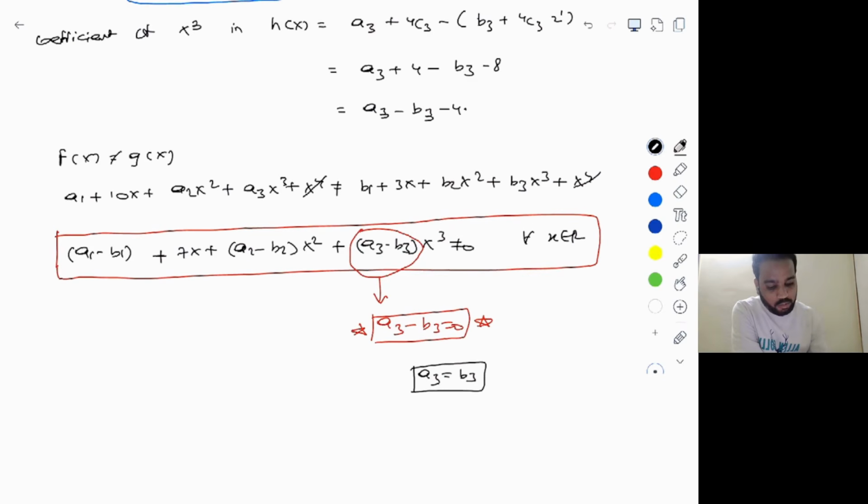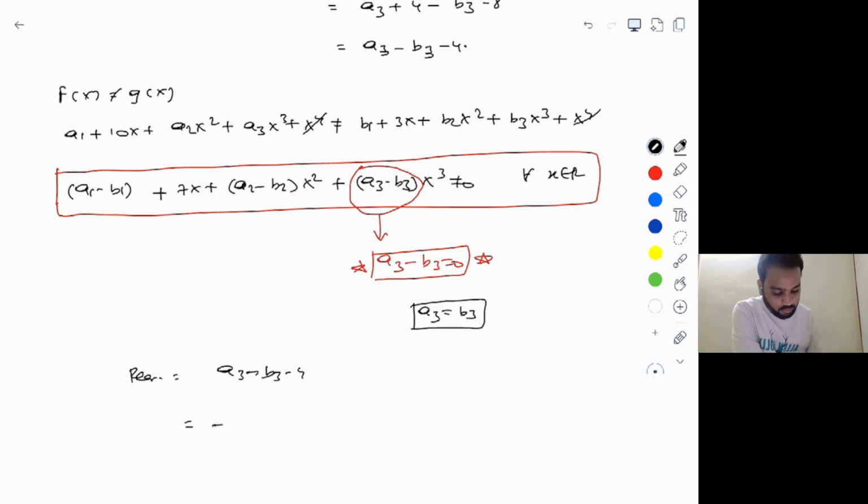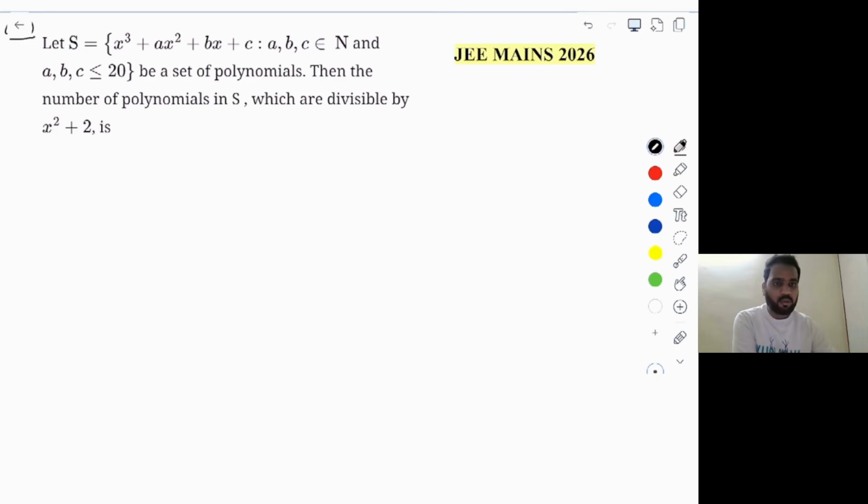So coming back to the coefficient of x cube, our required value, what's the coefficient of x cube that we have got? That required value is a3 minus b3 minus 4. Okay. And since a3 is equal to b3, the remainder will be minus 4. So which means the required coefficient of x cube in the function h of x will be minus 4.